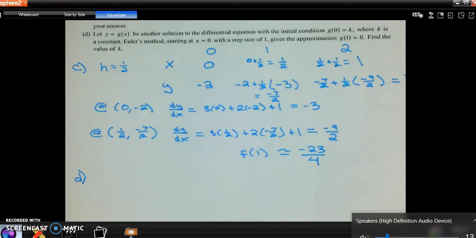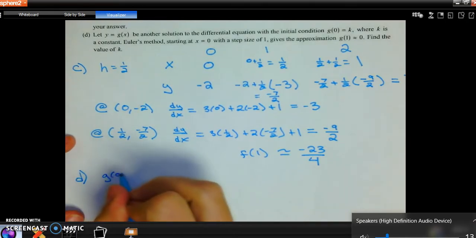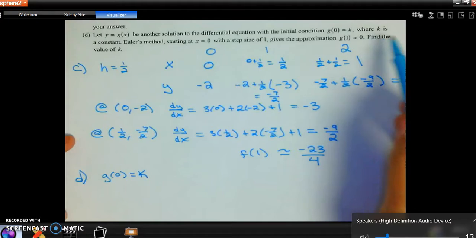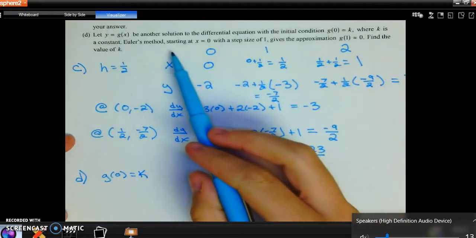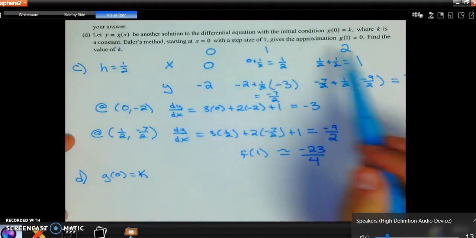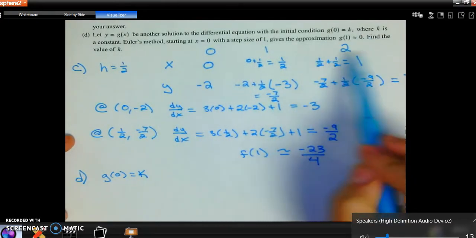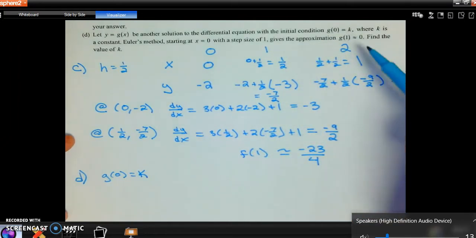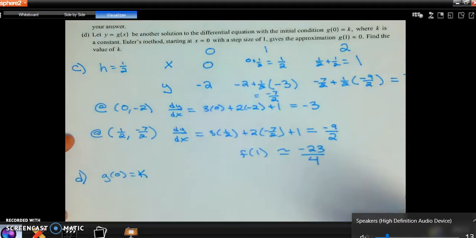All right, let y equals g of x be another solution to the differential equation with the initial condition g of 0 equals k. So that's interesting. We got a variable now. And where k is a constant, using Euler's method, starting at 0, step size of 1. And it tells me the approximation. Where here I had to find that information, they gave it to me here. How nice of them. Now I have to find the value of k.